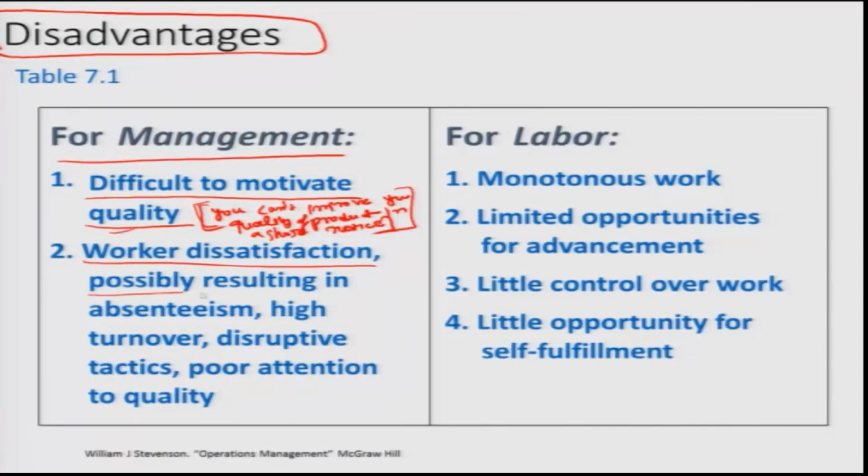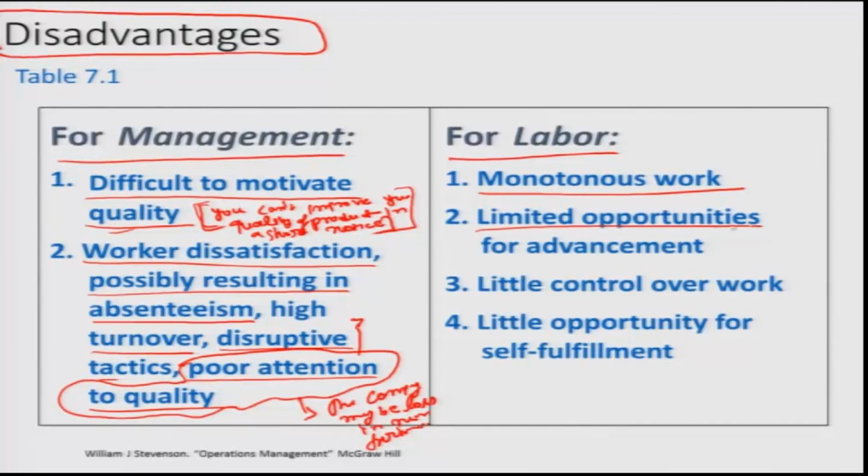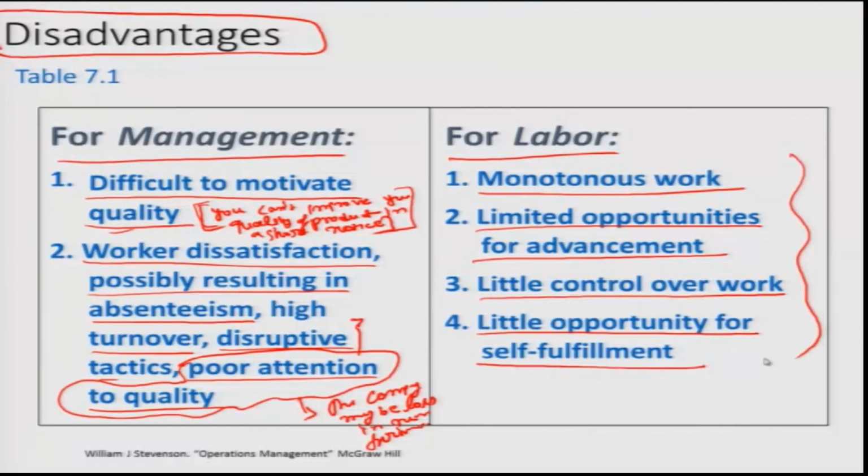Worker dissatisfaction, possibly resulting in absenteeism, high turnover, disruptive tactics and poor attention to quality. It means in a competitive world, sometimes quality is sacrificed to compete with another industry at a higher pace. In technical terms, this may result in a poor work system design, and the company may be lost in the near future. For labor: monotonous work, limited opportunity for advancement, little control over work, and little opportunity for self-fulfillment. Well, these are some limitations of job design.